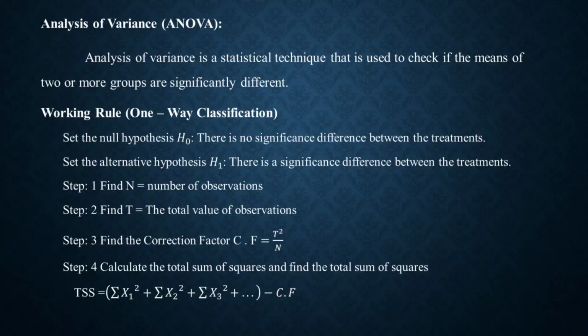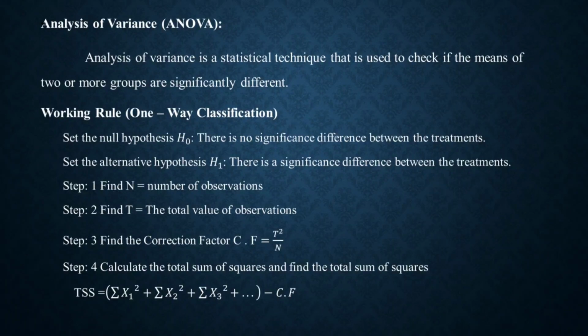Now let us see what is analysis of variance, that is ANOVA. Analysis of variance is a statistical technique that is used to check if the means of two or more groups are significantly different. Working rule for one-way classification: set the null hypothesis H naught, there is no significant difference between rows or columns. Next, set the alternative hypothesis H1, that is, there is significant difference between rows or columns.